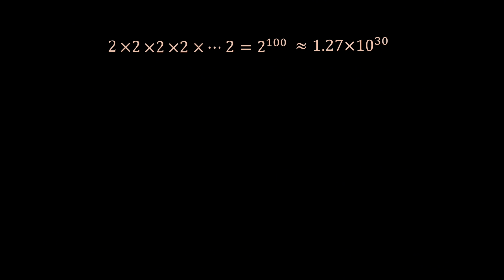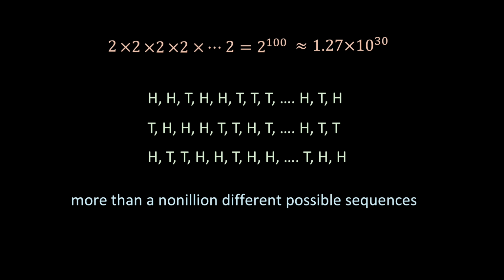In other words, just 100 coins already give you more than a nonillion different possible sequences of heads and tails. It's an absurdly large number. That's 1 million trillion trillion sequences. If you tried to count these outcomes one by one, at 1 per second, it would take you far longer than the age of the universe just to list them all, and that's with only 100 coins.